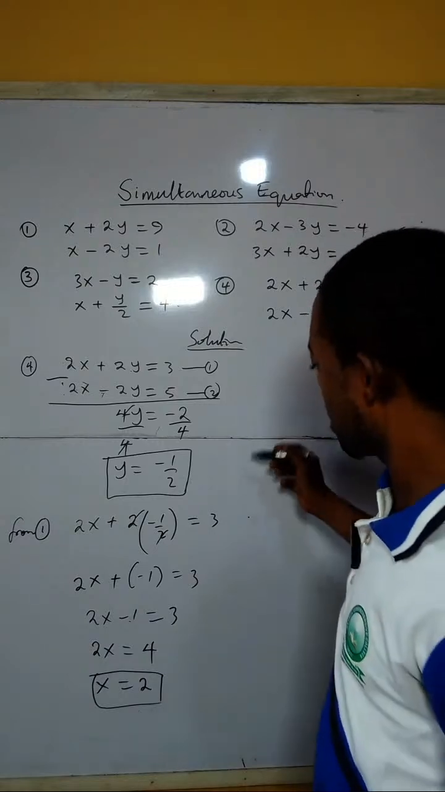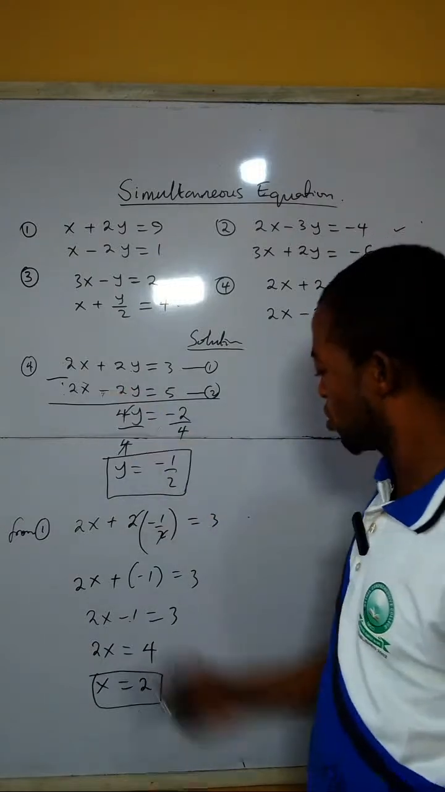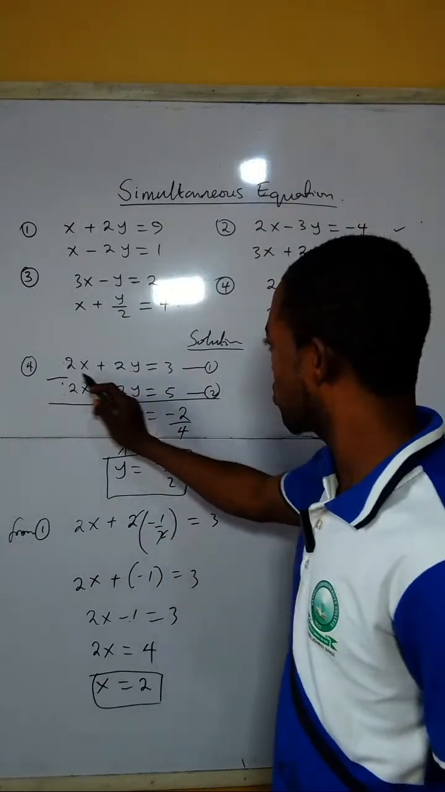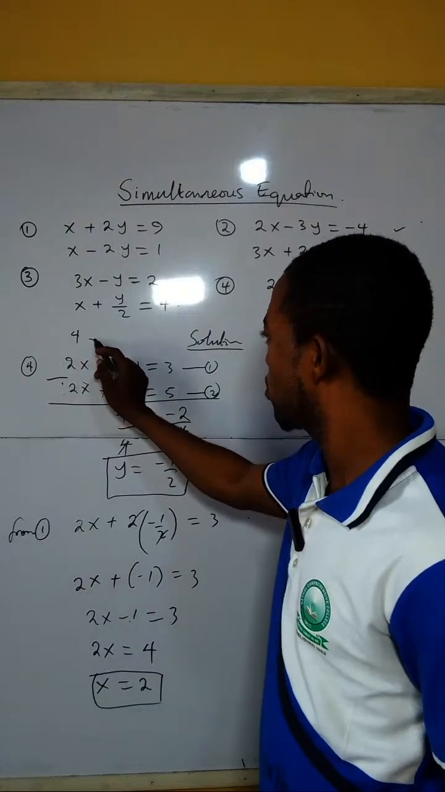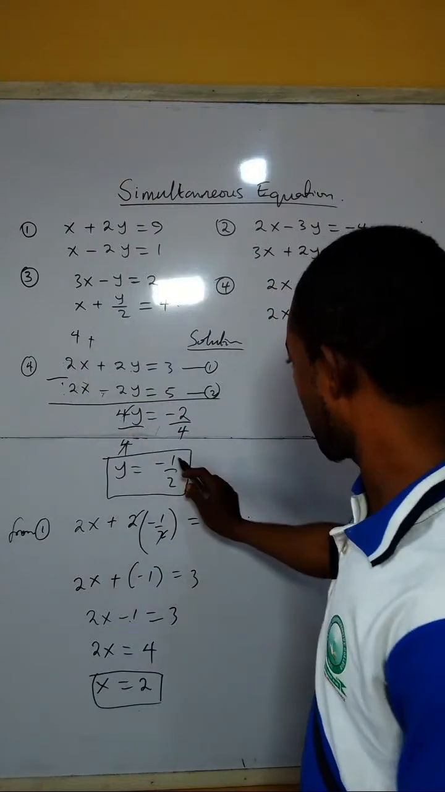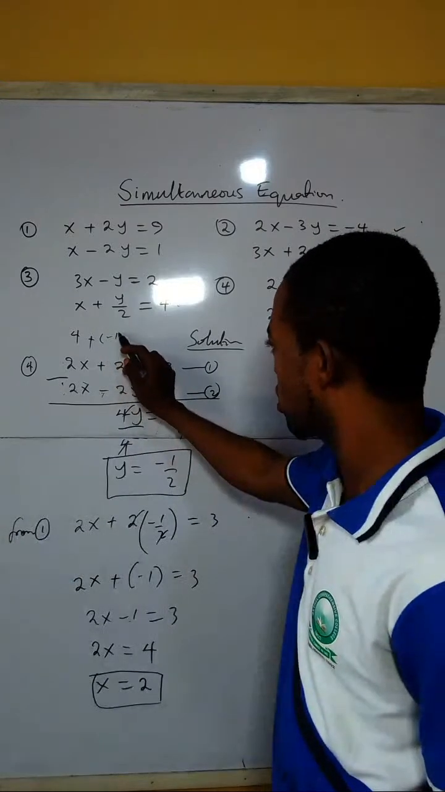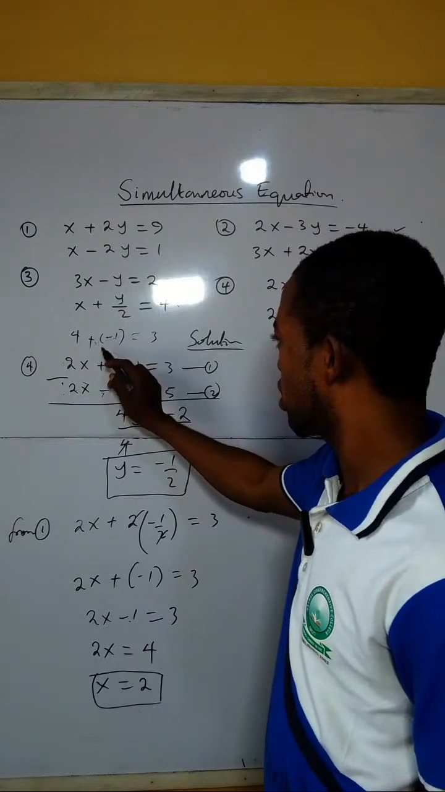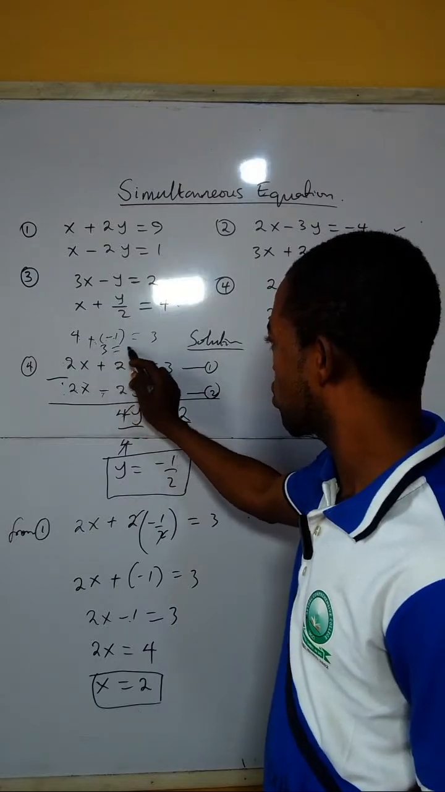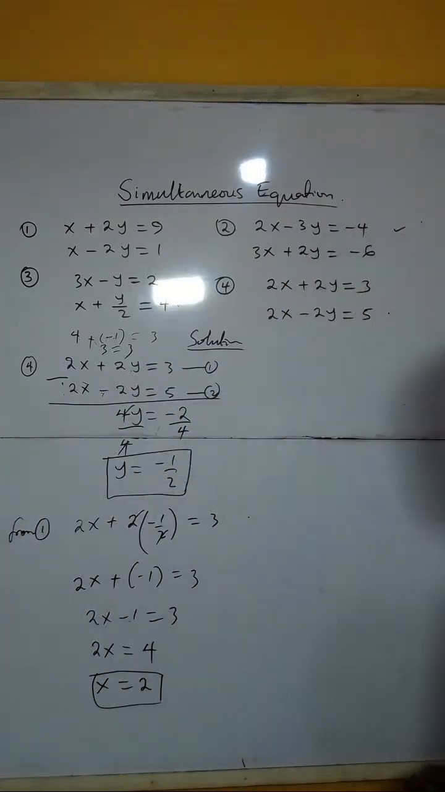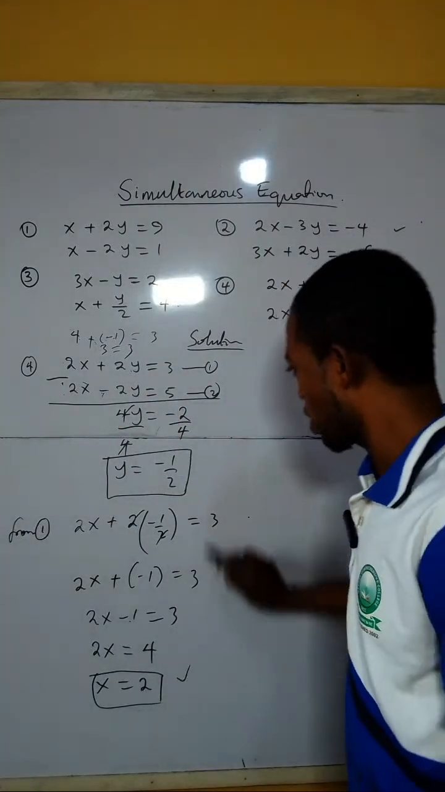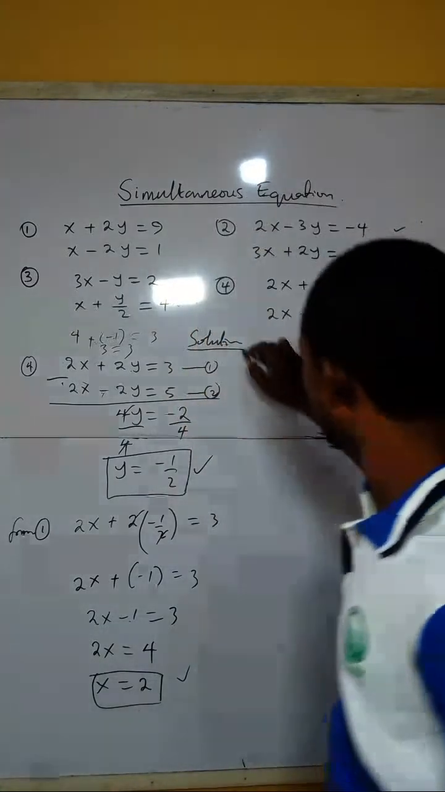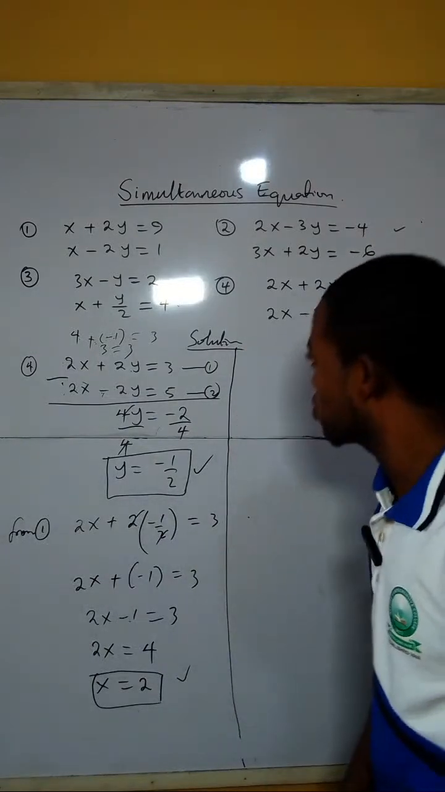Now to check if this satisfies, put x equals to 2 and y equals to minus half. Now when x equals to 2, equation 1 becomes 2 times 2, which is 4. Then plus 2 times minus half, that's minus 1, equals to 3. Of course, plus times minus is minus. So 4 minus 1, that's 3, which is equals to 3. So it implies x equals to 2 and y equals to minus half satisfy the problem. Now, also we can use the substitution method as well.